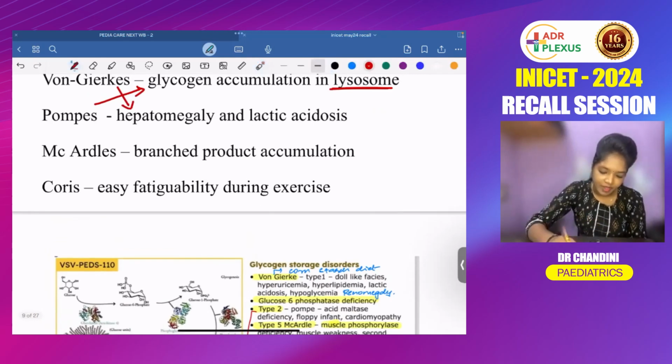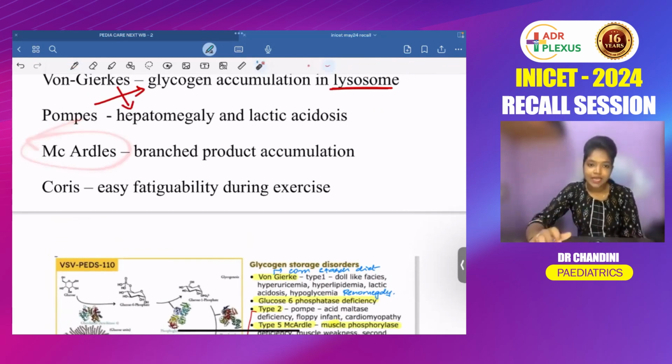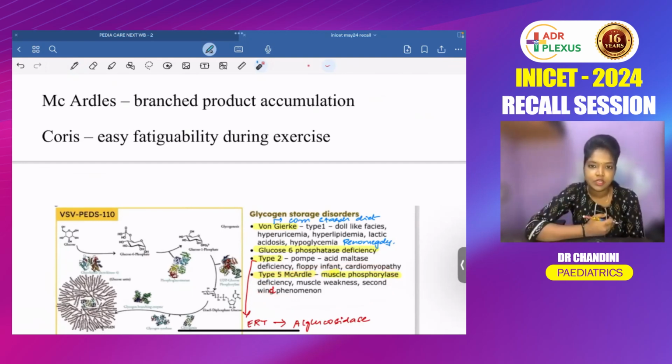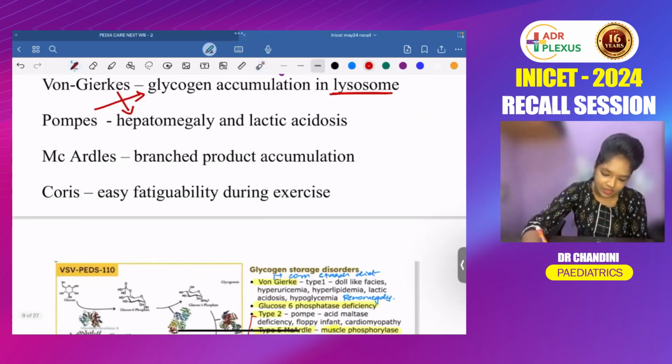Next, McArdle. So McArdle is what? It is type 5 GSD, where it presents with muscle weakness and something called the second wind phenomenon, where they have easy fatigability to exercise. So the enzyme that is deficient is muscle phosphorylase. So for McArdle, the answer is actually fatigability during exercise.